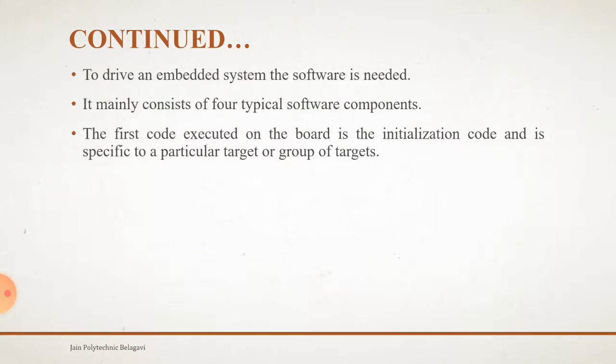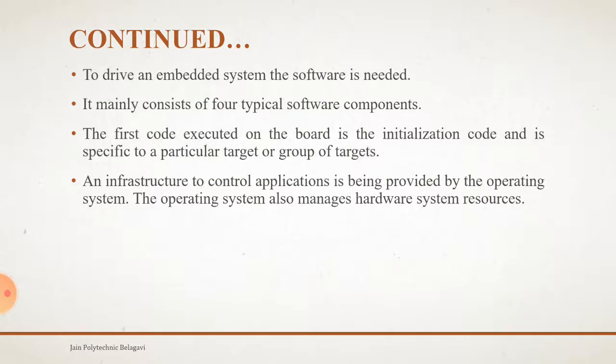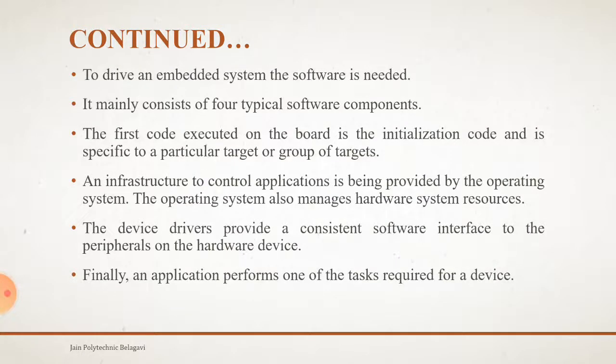The first code executed on the board is the initialization code and is specific to a particular target or groups of targets. An infrastructure to control applications is being provided by the operating system. The operating system also manages hardware system resources. The device drivers provide a consistent software interface to peripherals on the hardware device. Finally, an application performs one of the tasks required for a device.